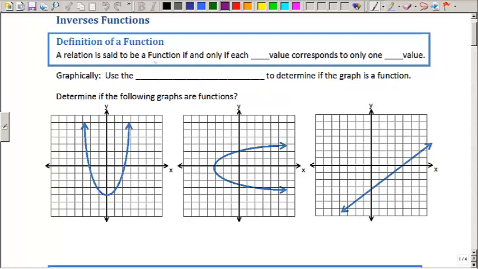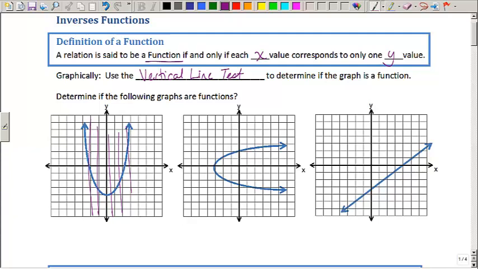A relation is said to be a function if and only if each x value corresponds to only one y value. Graphically, we used the vertical line test to determine if the graph is a function. And in the lesson that we introduced functions, we talked about how every x can only have one y. Next, I'm going to pass a vertical line from left to right through the graph.